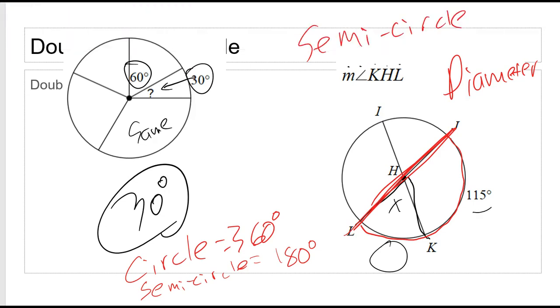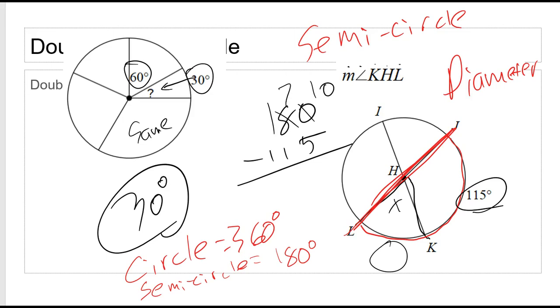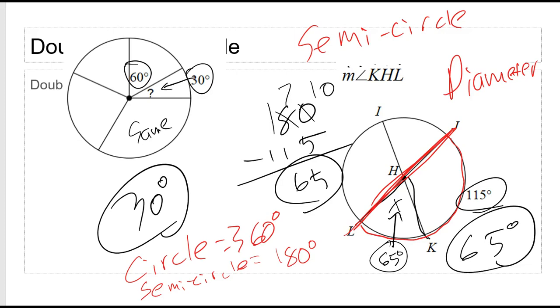I already know that this is 115. So how do I find this? I simply take 180 minus 115, and I do some subtraction here, and I get 65. That means this arc measurement has to be 65 degrees, which means if this is 65 degrees, the x is also 65 degrees. So you're going to have to remember that when you see the diameter, we're going to have to think of 180. It's going to happen a lot in these problems. So that's what we did. We took 180 minus 115, and these are the same.